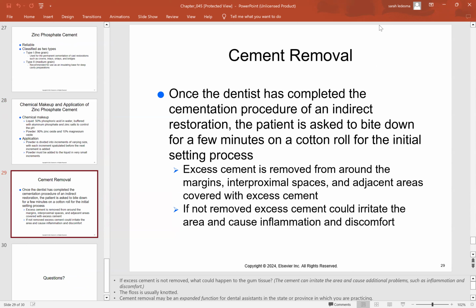And then for cement removal, once the dentist has completed the cementation procedure of an indirect restoration, the patient is going to be asked to bite down for a few minutes on a cotton roll. We're going to let that setting process start. The excess cement is going to be removed from around the margins, interproximal spaces, and adjacent areas covered with excess cement. If this cement isn't removed, it could irritate the area and also cause inflammation and discomfort for our patients.